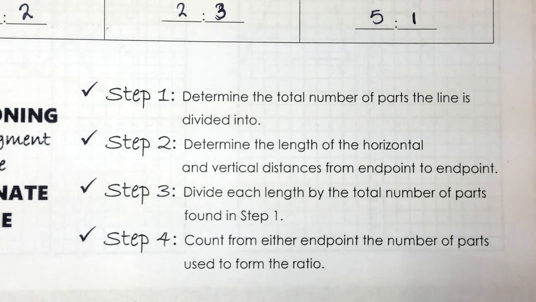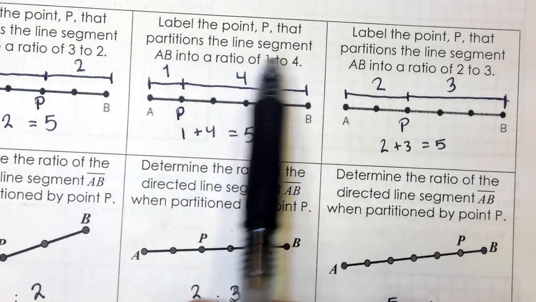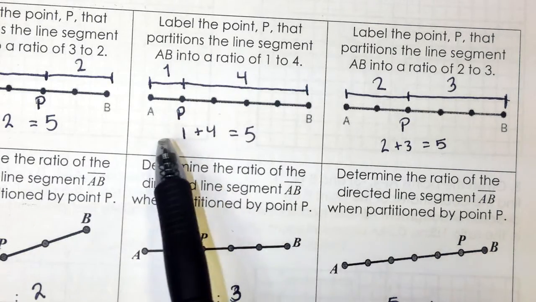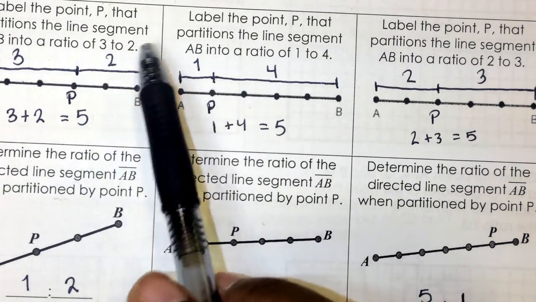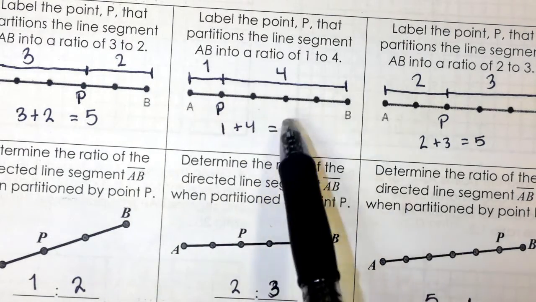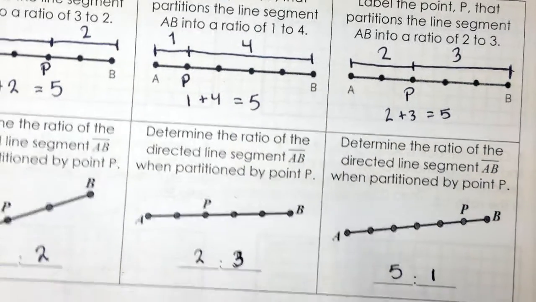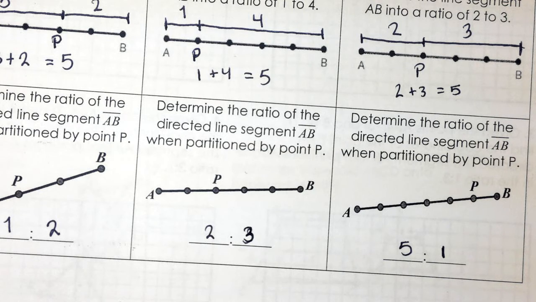Alright. Step 1, determine the total number of parts the line is divided into. To determine the total number of parts, all you're doing is what we did up here. Figuring out what the ratio is and adding those two pieces together. That'll tell you the total number. So, like I said, 3 to 2, so I know it's 5. 1 to 4, I know it's 5. If it was 2 to 6, how many parts would you have? Good. Reese, if it was 3 to 5, how many parts would you have?